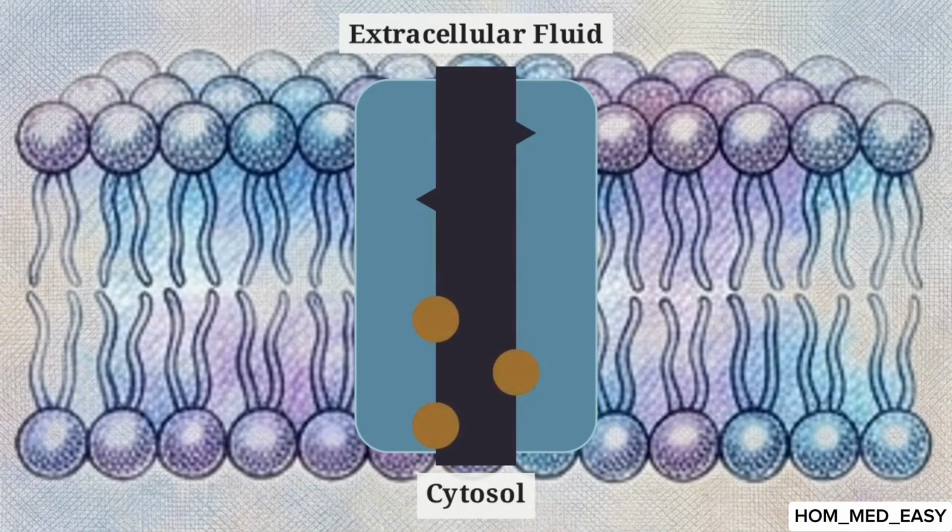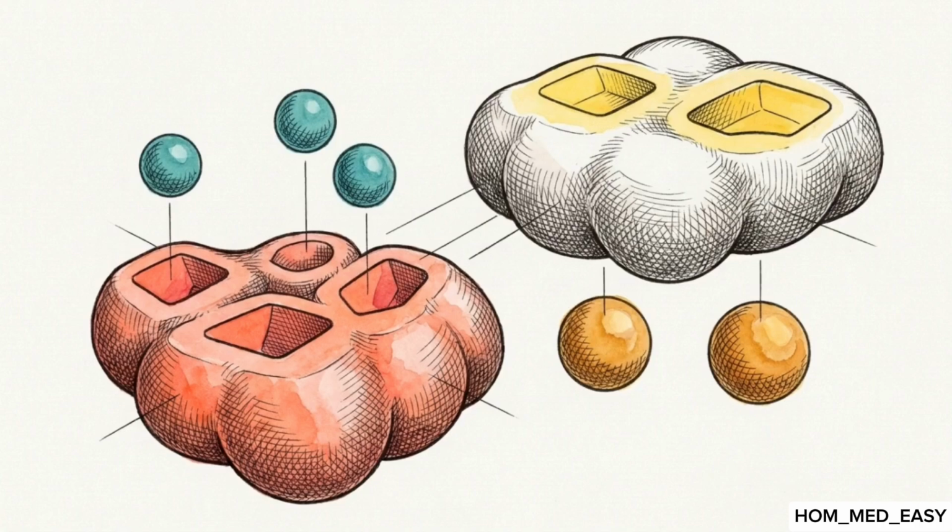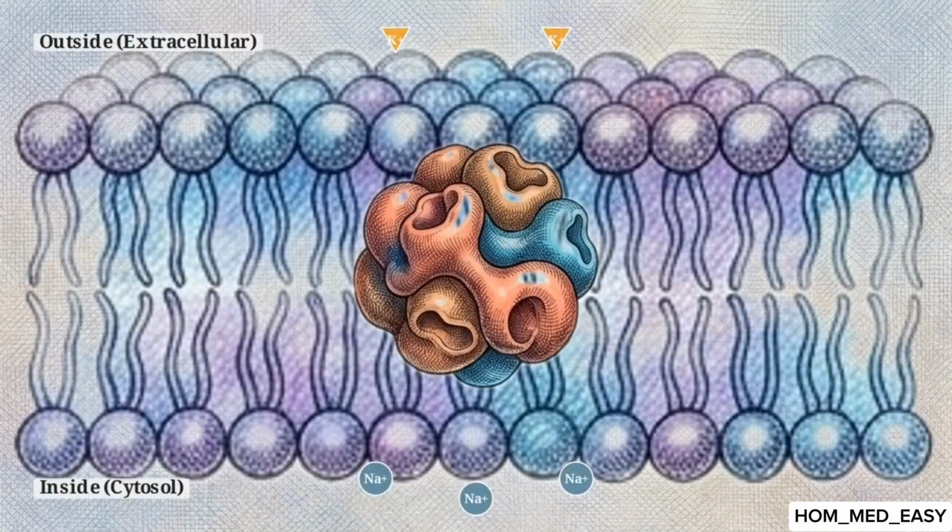On the inner surface facing the cytosol, the protein possesses exactly 3 receptor sites shaped specifically for sodium ions. On the outer surface facing the extracellular fluid, there are exactly 2 receptor sites designed for potassium ions. This precise stoichiometry is hard-coded into the protein. It is built to consistently handle 3 sodium ions from the inside and 2 potassium ions from the outside.